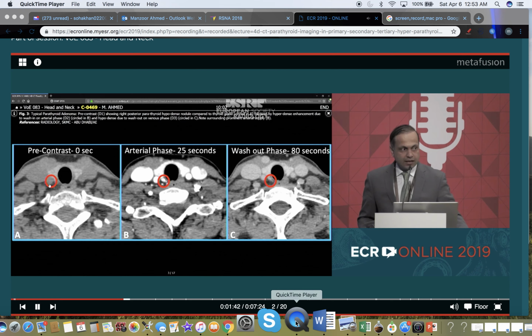This is the adenoma here. On arterial phase, 25 seconds delay, you have an enhancing adenoma with surrounding vascularity. And then you look for washout. So there is wash in and wash out. This is the typical parathyroid adenoma appearance on 4D CT. What is the fourth dimension? It is your time, right? That's why it's a dynamic study. So this is the typical appearance.